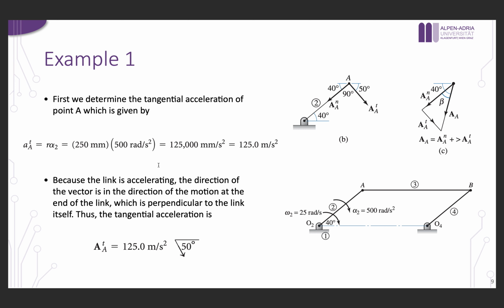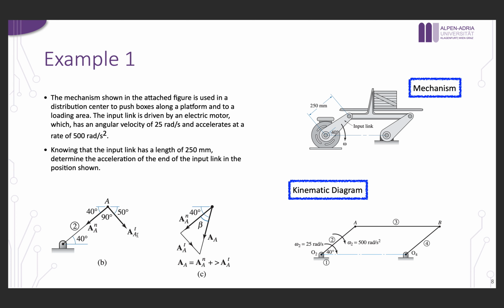So this is what we have done here. We applied the first formula and we got the magnitude of the tangential acceleration, which is 125 meters per second squared. And this is for the tangential acceleration, and we already know its orientation, as I said, from here, which is 50.